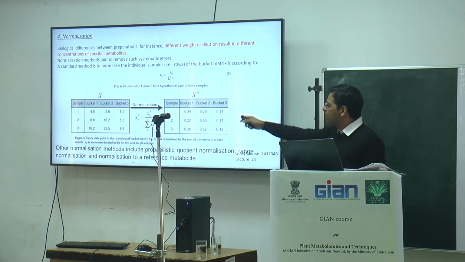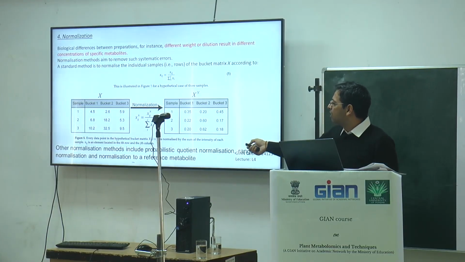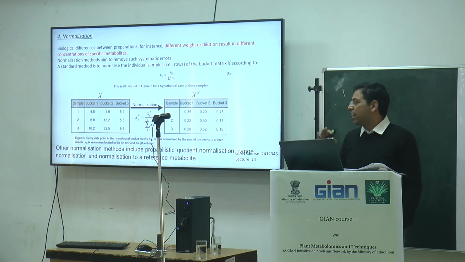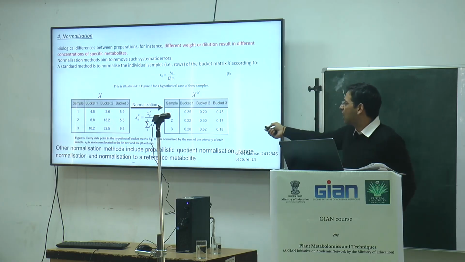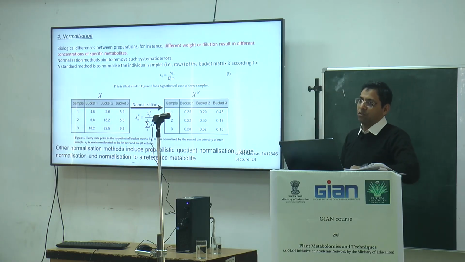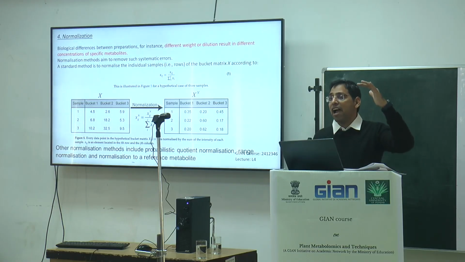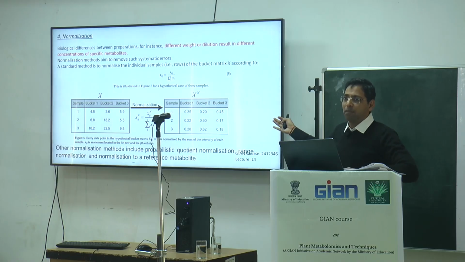Here you find samples 1, 2 and 3, with the bucket values 4.5, 2.6, 5.9, 6.8, 18.2 and 5.3. But you find the third sample has overall higher buckets. When you use the algorithm, it performs a probability-based normalization, and now you will find the third one is 0.22. After using this normalization equation, you are able to bring the higher values in line with the others. Now it is normalized, and your data is ready for multivariate analysis.